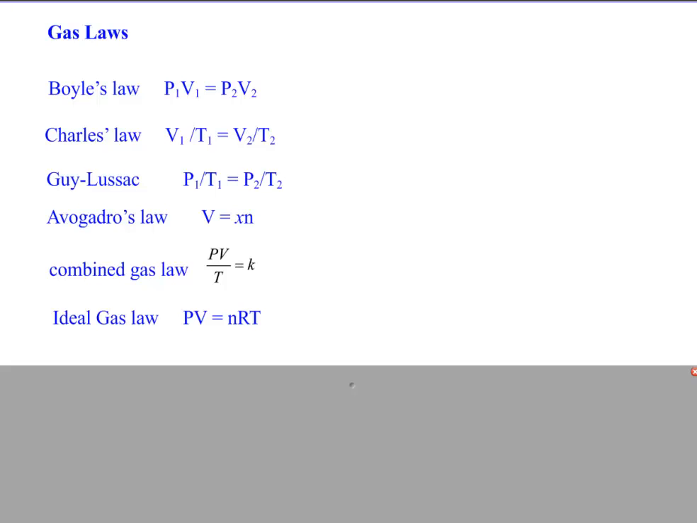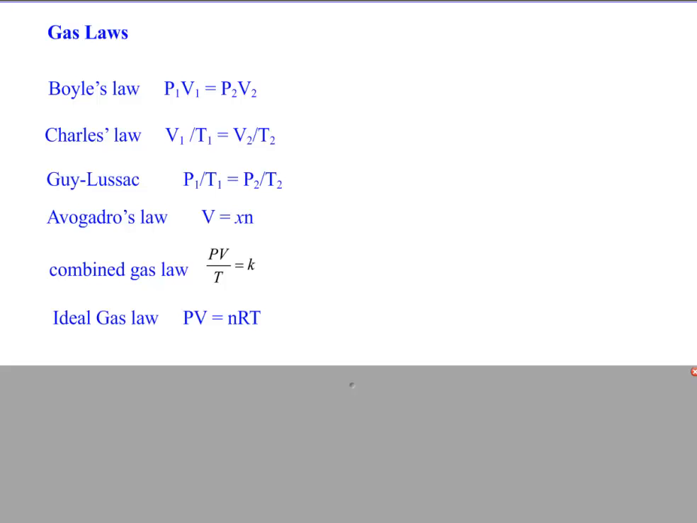Boyle's law. Robert Boyle was an Englishman, and he looked at the relationship between the pressure of a gas and its volume, assuming that I had the same number of particles and things are at a constant temperature. And he found that pressure and volume are inversely related. If I increase the pressure of a gas, its volume will decrease.